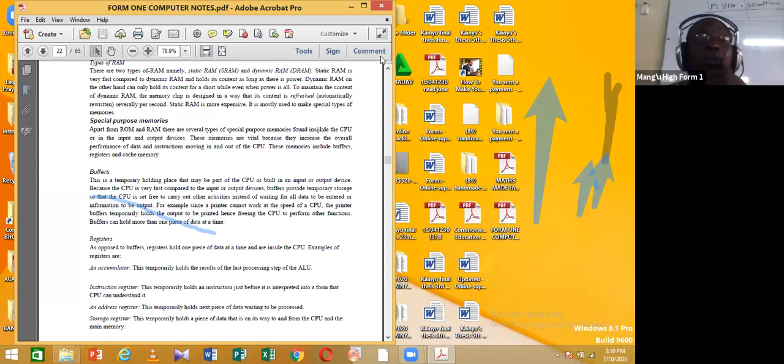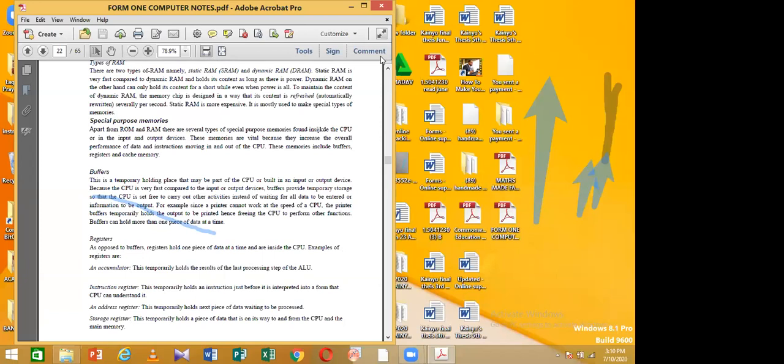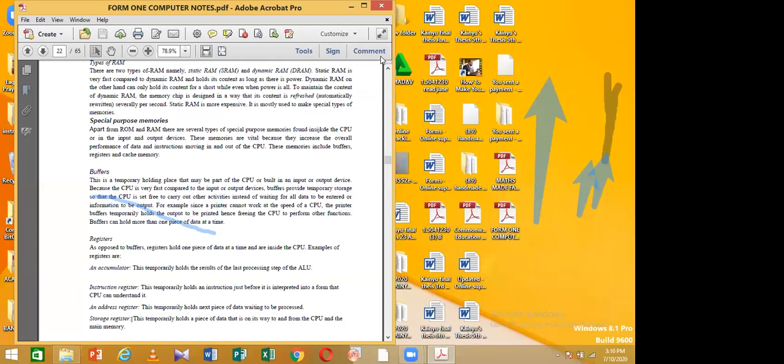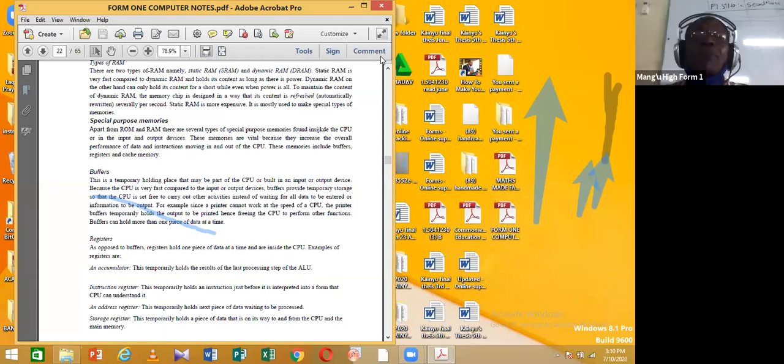Okay, when you come to buffer, this is a temporary holding place that may be part of the CPU or inbuilt on input or output devices. Now, buffer can only be found in the CPU, but mostly on a particular device, input or output.